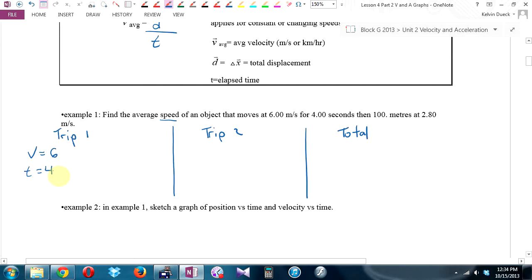Let's look at trip number 2. I see a 100. You see how I know that's trip 2? The word then. What's that 100? What are the units next to it? Meters. So it's a D, displacement or distance. I guess technically a distance. I see a 2.8. What's that?